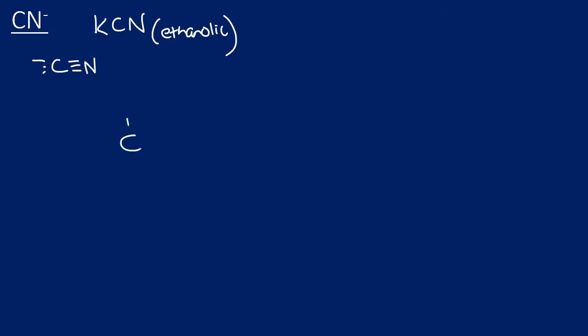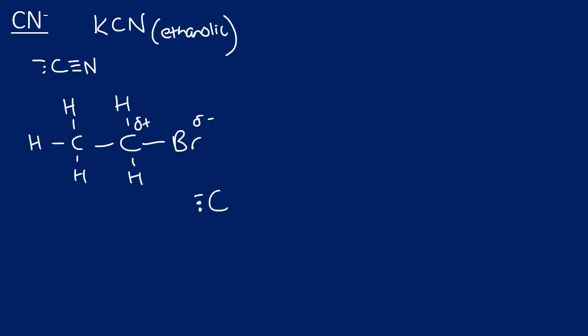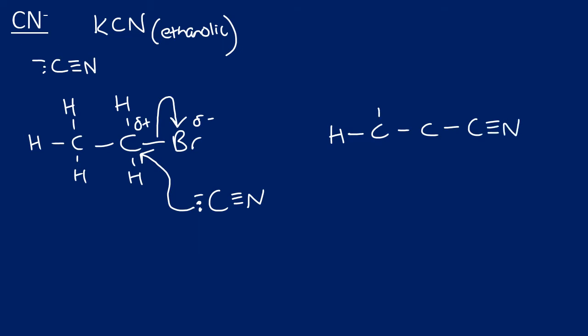Let's stick with our bromoethane. So there's bromoethane. Let's show the polarity of that bond. And our nucleophile, it's the lone pair on the carbon, to the carbon with a delta plus, and then that bond breaks again. So you will recognize that actually this is absolutely identical to the previous mechanism. So this is also a nucleophilic substitution.